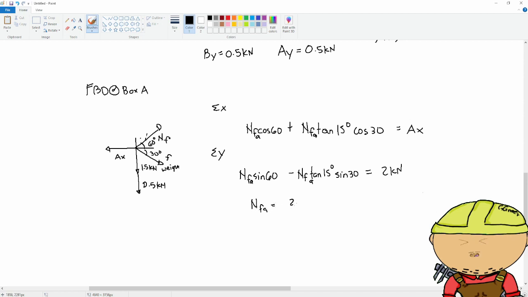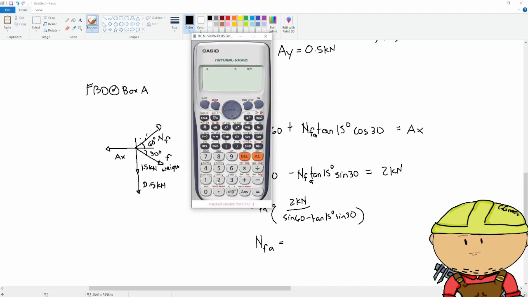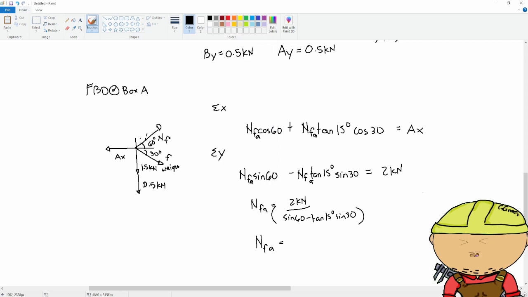NFA is equal to 2 kilonewton divided by sine 60 minus tangent 15 sine 30. Right? Let's see what would be the answer. 2 divided by sine 60 minus tangent 15 sine 30 gives 2.7321 kilonewton. Okay, that's for our NFA.